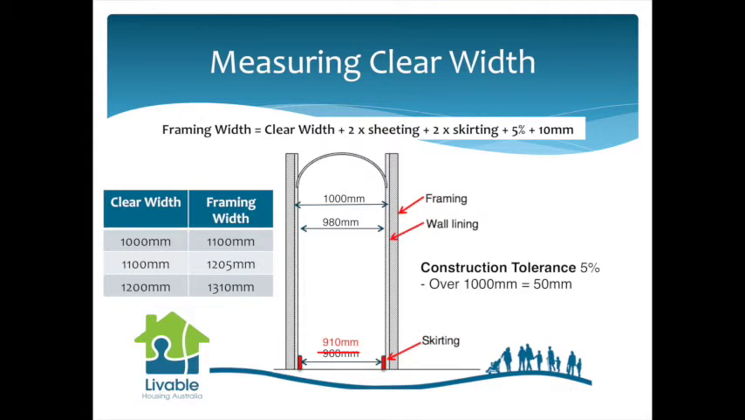So overall now, what are the things that we need to consider? For a clear width of 1000mm down a corridor, you could be talking about a framing width of up to 1100mm. For an 1100mm corridor, it could be a 1205mm framing width. And for a 1200mm clear corridor, we could be looking at framing widths of up to 1310mm.